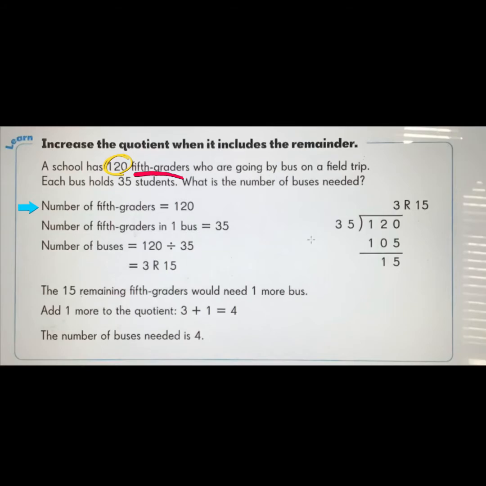The first important detail in this word problem is that there are 120 fifth graders. Next, we want to make sure we identify how many students can fit in one bus. Based on the question that they're asking us, we need to divide the number of students by the number of students that can fit in one bus to find out how many buses we will need. We will have 3 complete buses of 35 students with a remainder of 15 students that will need an additional bus. This remainder needs to be included in the answer to the question.